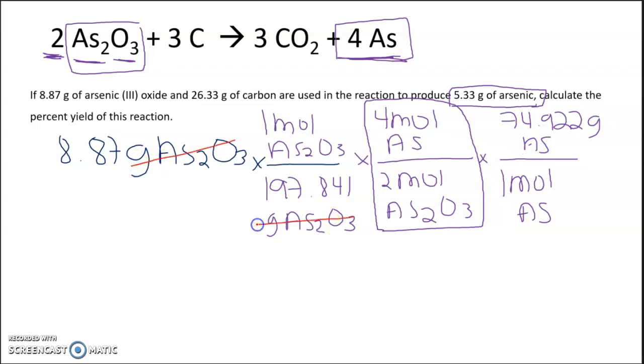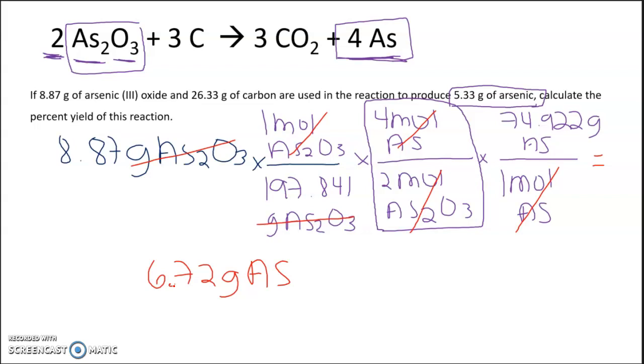Okay, and then let's make sure all of our units cancel. Grams As2O3, grams As2O3, mole As2O3, mole As2O3. Mole As, moles of arsenic, and we're left with grams of arsenic. So now to type this in. And this one, be really careful when you type it in. Multiply across the top, multiply across the bottom, and then divide last. But you should get 6.72 grams of arsenic.